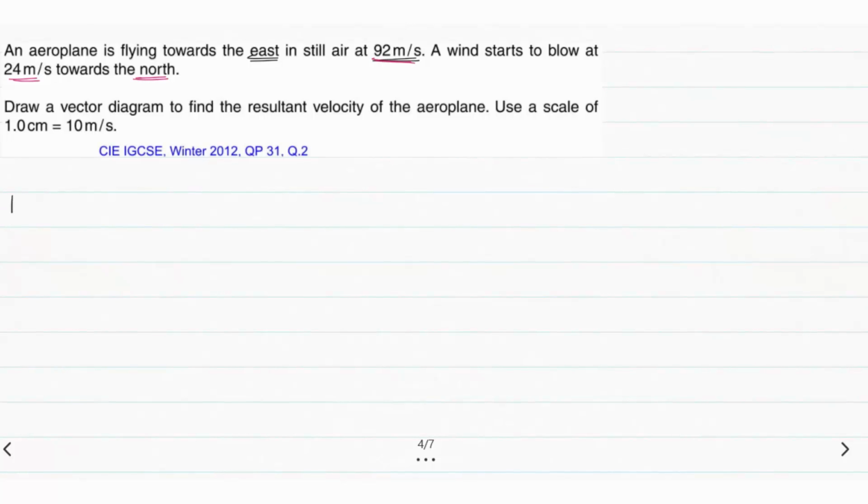So in this situation, I'm going to be following 5 steps. First of all, scale down. Let me just draw the direction.